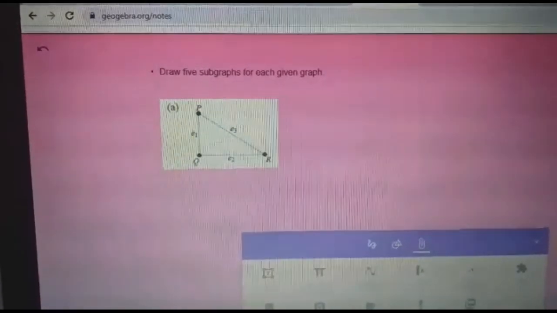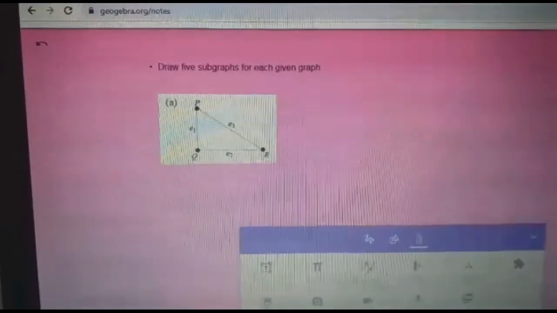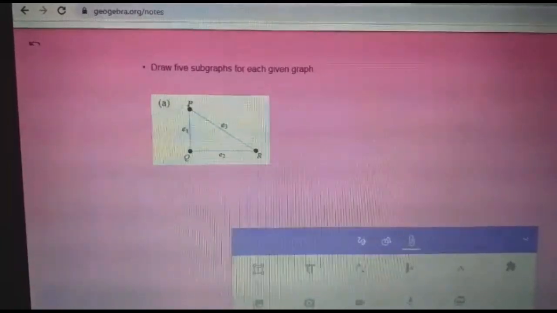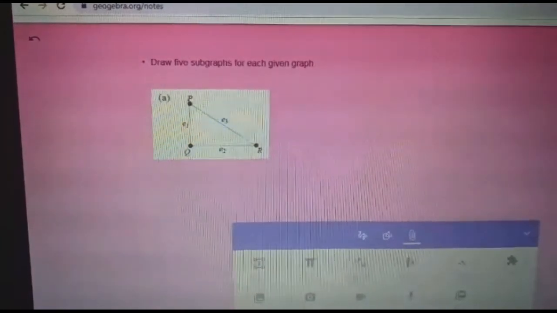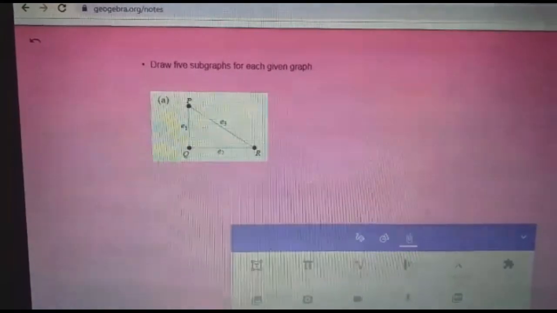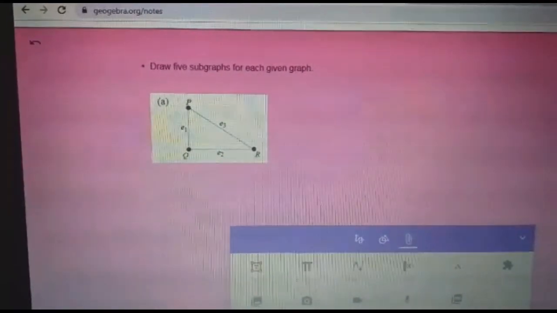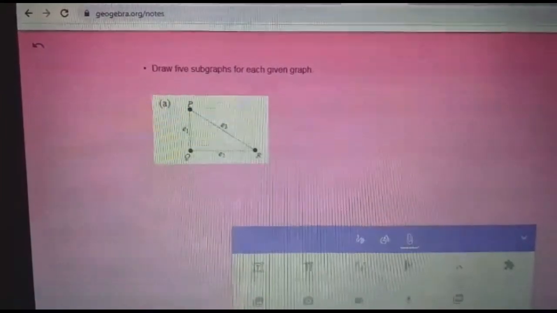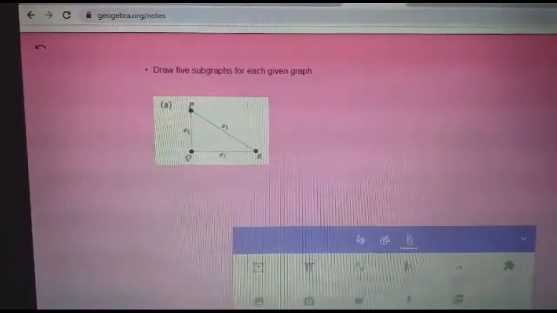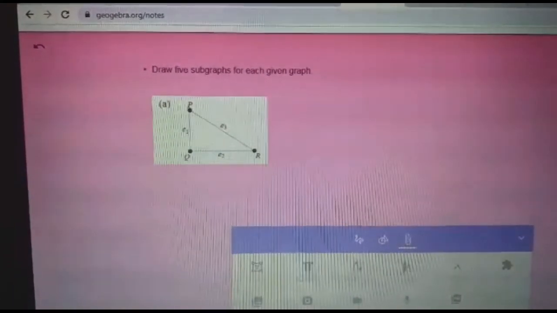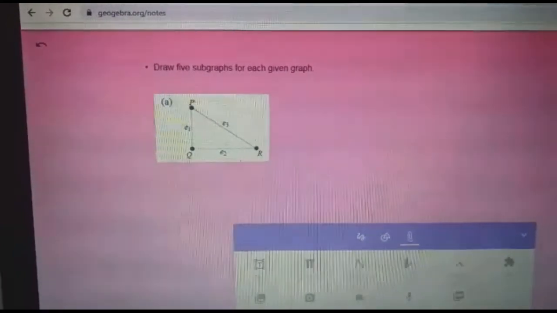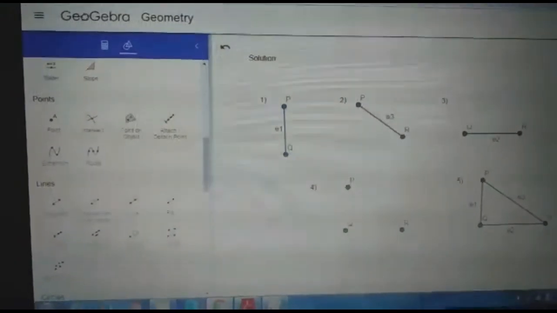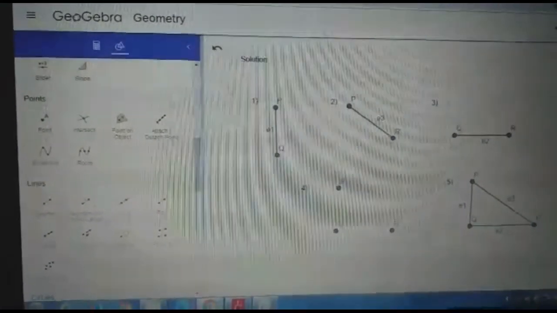Okay, in GeoGebra, there is GeoGebra Notes. So I will use GeoGebra Notes to type the question regarding the subgraph. Okay, the question is: draw 5 subgraphs for each given graph. The example is graph A. We have vertices P, Q, and R, edges 1, edges 2, and edges 3. So we will draw 5 subgraphs for this graph. Next, to find the solution, I will use GeoGebra Geometry.